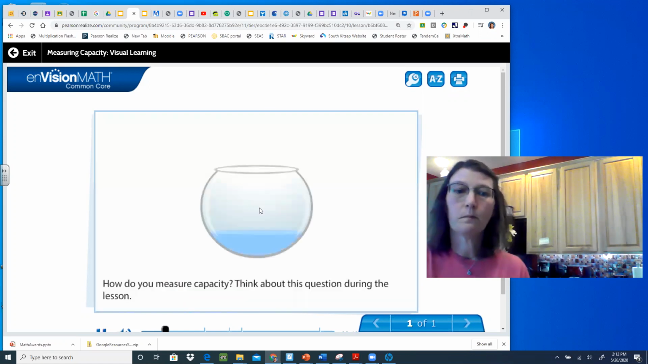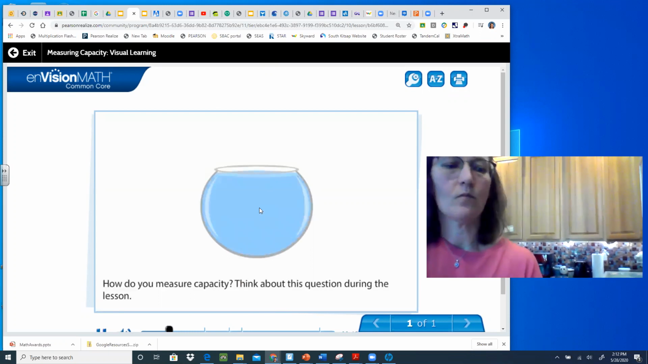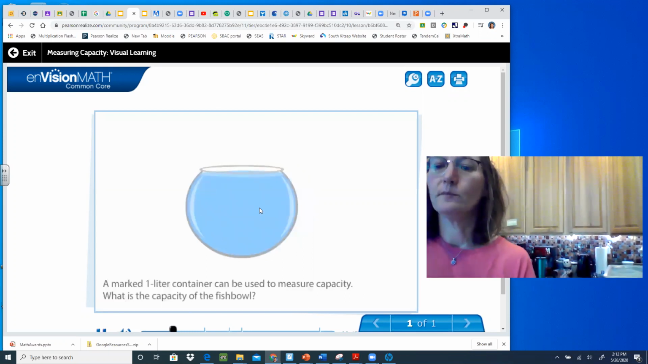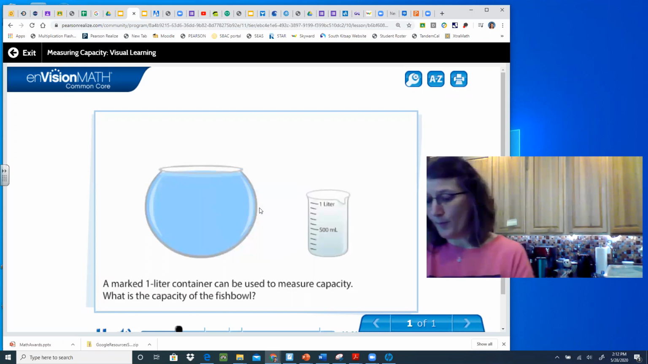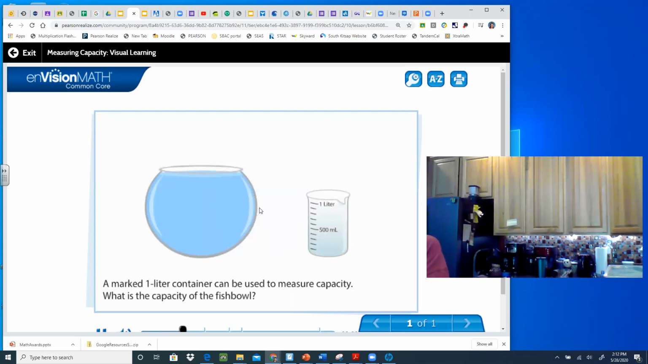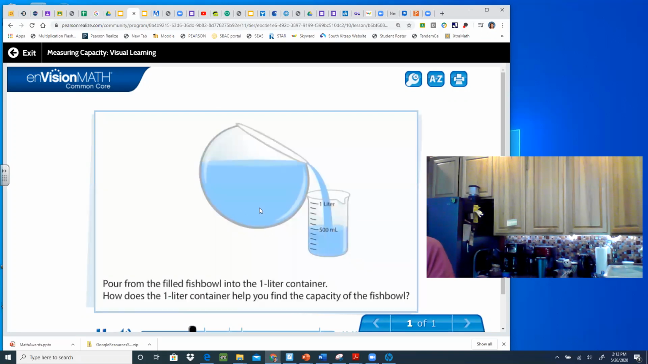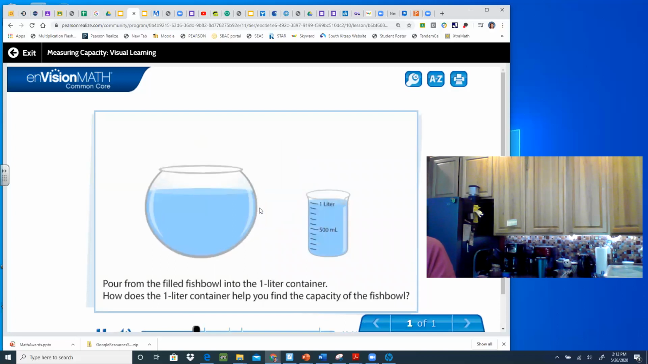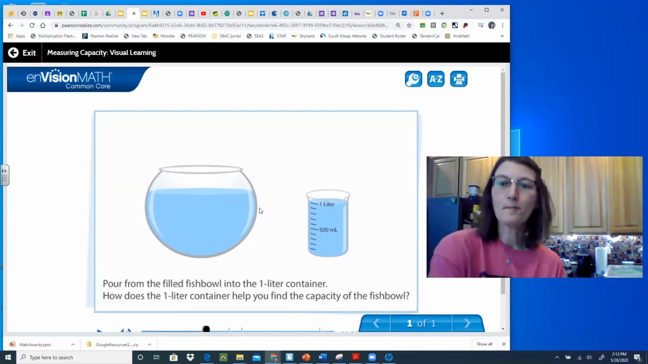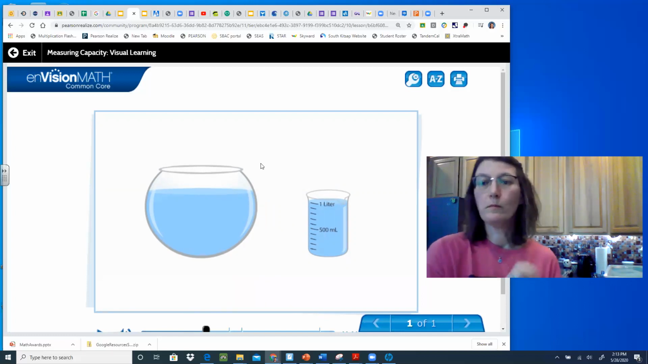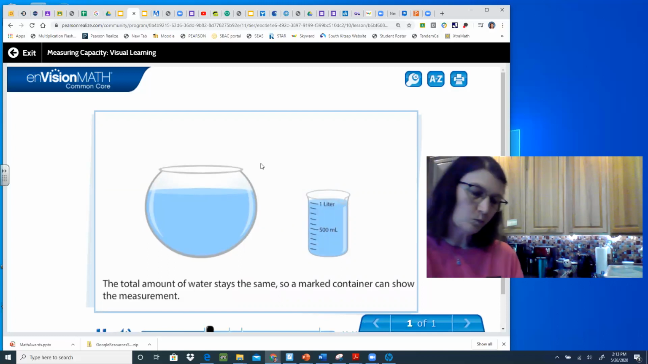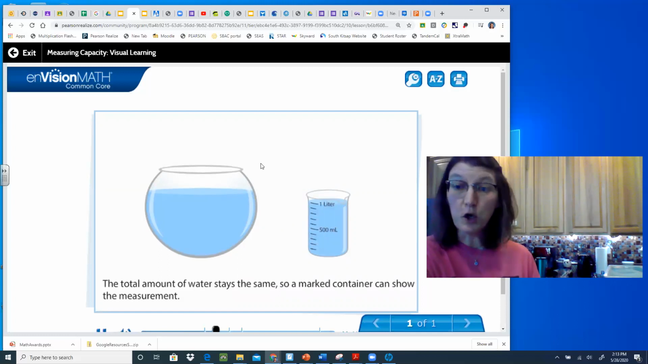How do you measure capacity? Think about this question during the lesson. A marked 1-liter container can be used to measure capacity. What is the capacity of the fishbowl? Pour from the filled fishbowl into the 1-liter container. How does the 1-liter container help you find the capacity of the fishbowl? The total amount of water stays the same, so a marked container can show the measurement.